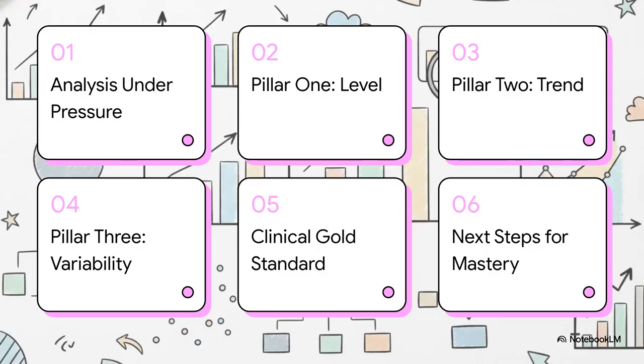Here is our roadmap for the explainer. First, visual analysis under pressure. Then, Pillar 1, defining level. Pillar 2, spotting trend. Pillar 3, measuring variability. After that, we'll look at the clinical gold standard, and finally, wrap up with next steps for mastery.